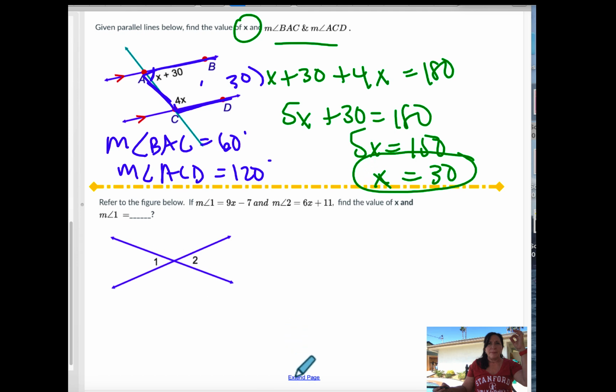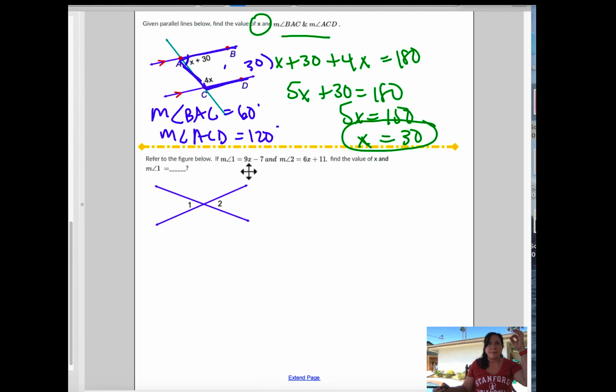All right, this one is saying, refer to this figure below. We know that angle 1 is 9x minus 7. And we know that angle 2 is 6x plus 11.